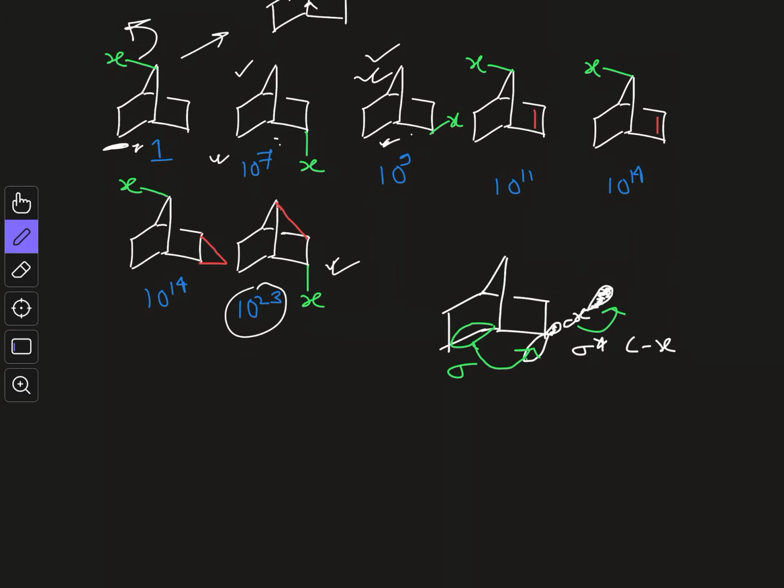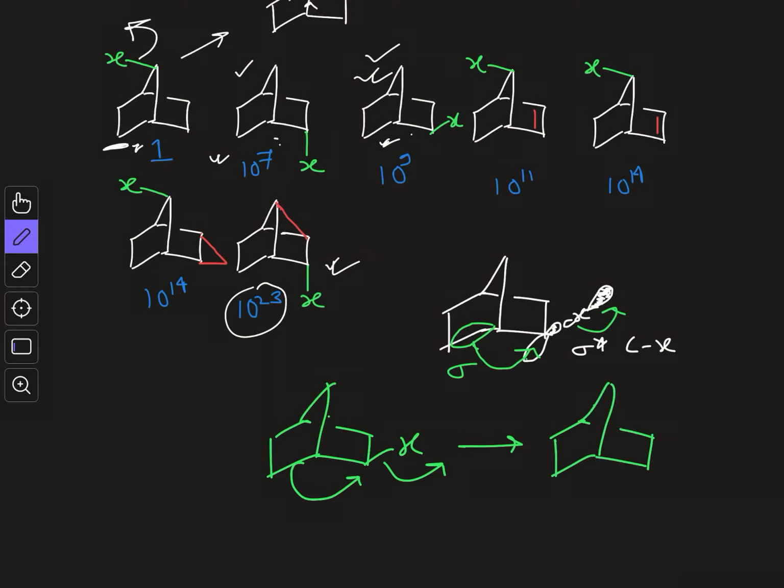We will show it like this. Let me draw it again. So this is our X, and this is how it will participate to kick off this X as X minus. So what we will get here is something like this, and a positive charge over here.